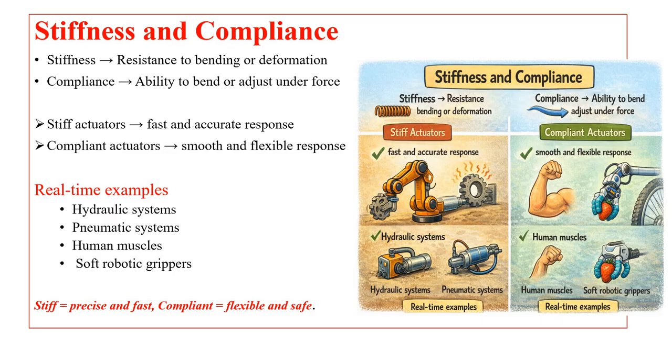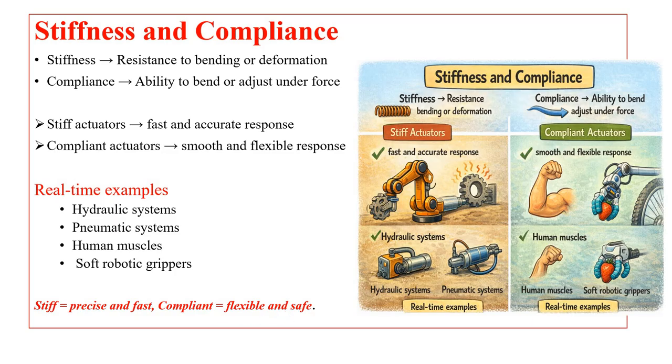The next example is human muscles. These are naturally compliant, that is, they have very safe interaction. And one more is soft robotic grippers, which are compliant to avoid damaging objects. So stiff is precise and fast, whereas compliance is flexible and safe.